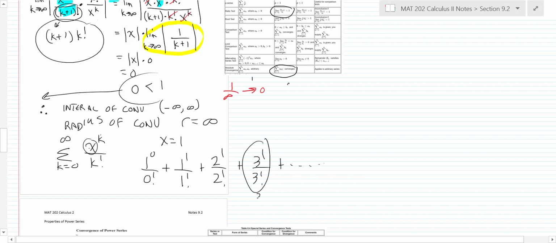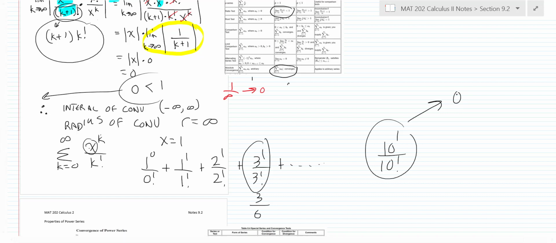I mean it's 6, so we get that. But if you went way, way out here, eventually you'd end up with like 10 to the first over 10 factorial. 10 factorial is way bigger than 10, right? So what's happening is these terms are going to 0. Okay? That doesn't necessarily by itself mean it converges, but it does show you that those terms are just getting to 0 as they go out. So that would happen no matter what x is in this problem.